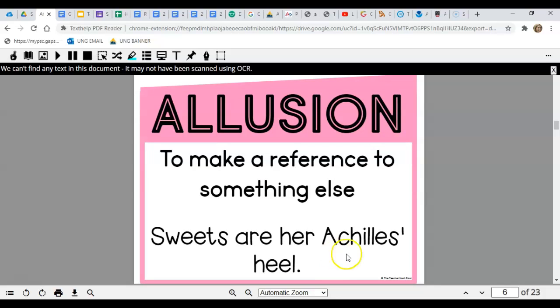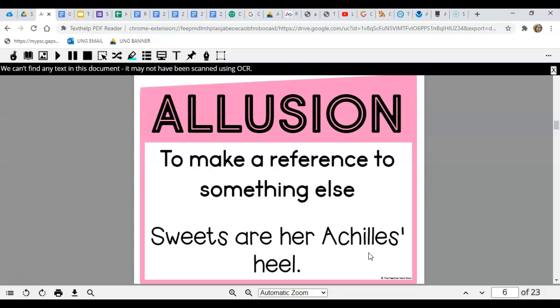So, sweets are her Achilles heel. This comes from Greek mythology. Achilles was a warrior that was super duper strong and could not be killed. The only weak spot he had was the back of his heel, which is where his mom dipped him into the river Styx. And that was the only place he could be killed. He was killed by being shot with an arrow in the back of his heel. So your Achilles heel becomes your weak spot.